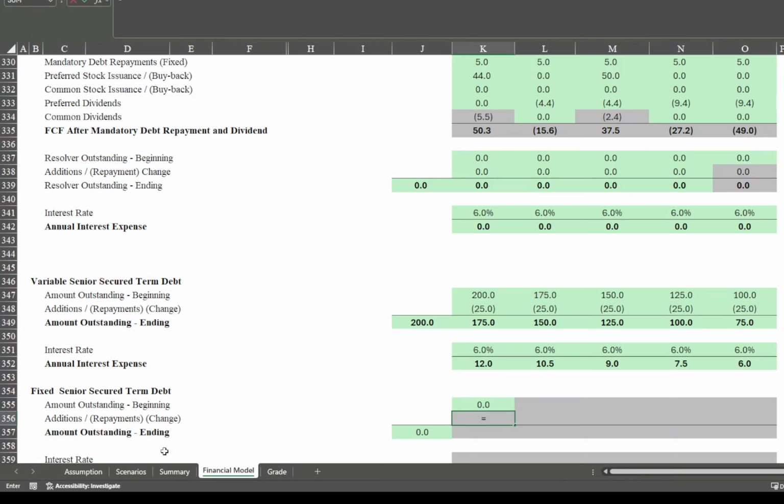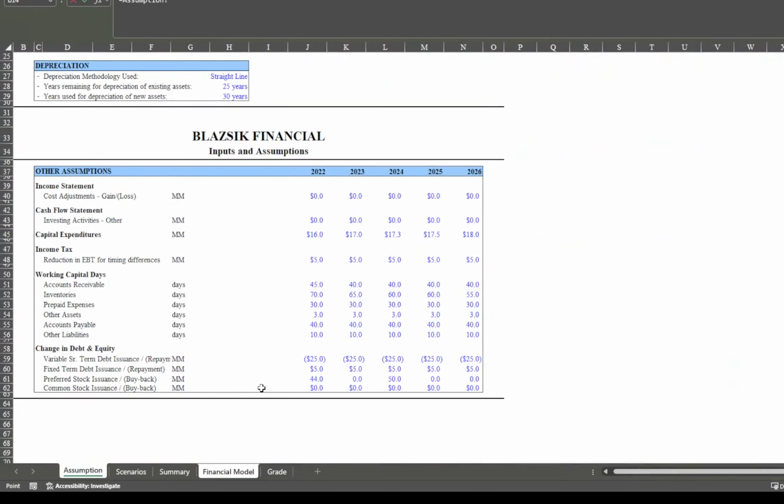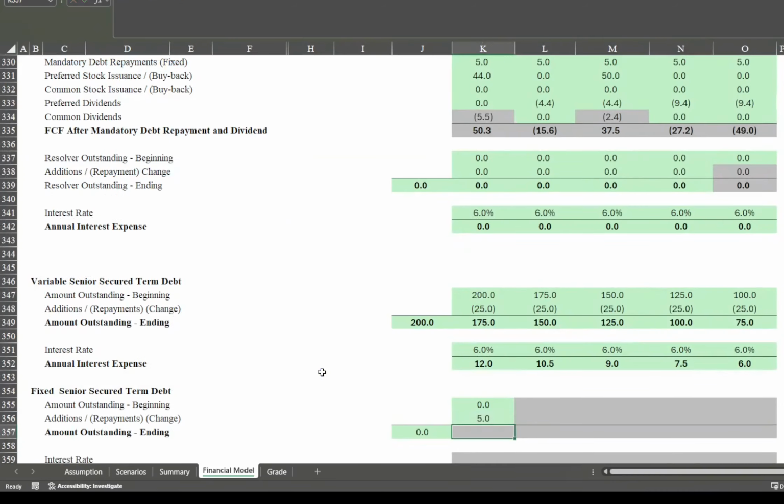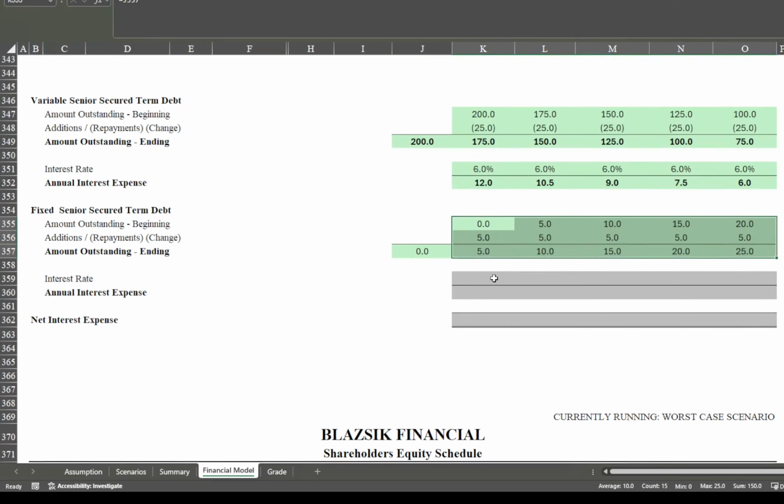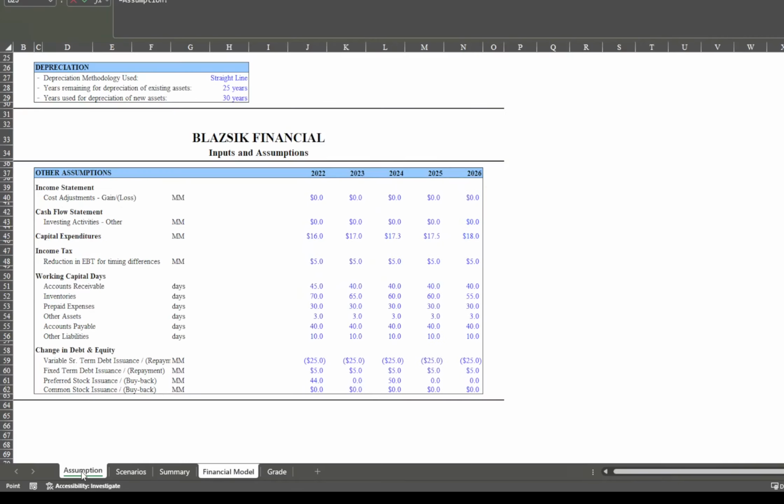We want to find out how much total variable and fixed debt we have, depending on whether we're repaying the debt or issuing new debt. And that's going to give us those balances. And then you see the last part, we're doing the interest rate to find the expense.